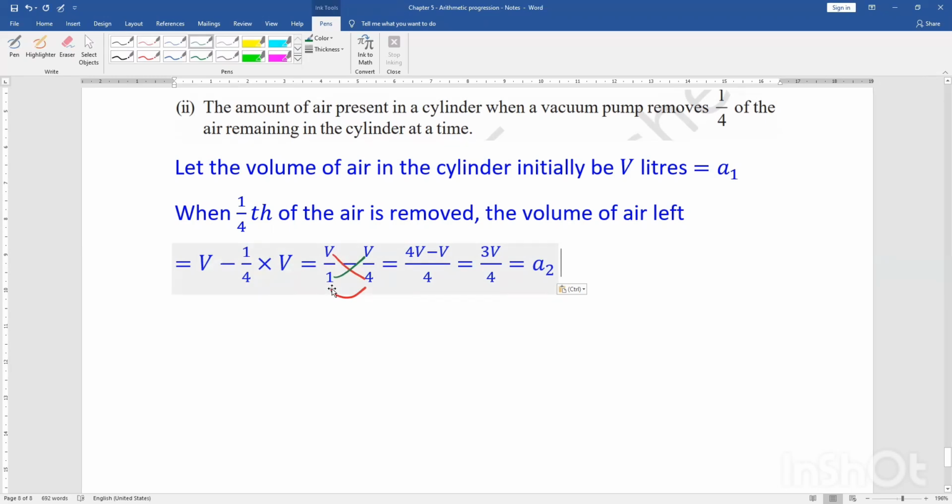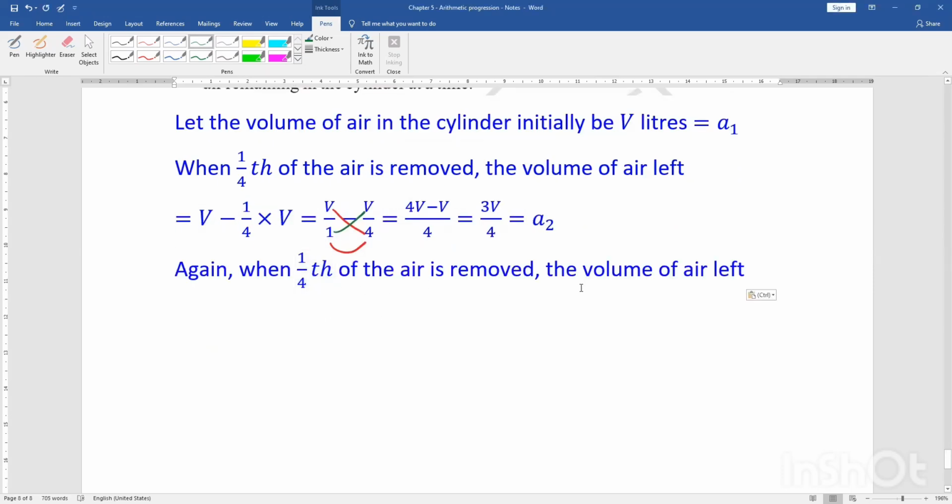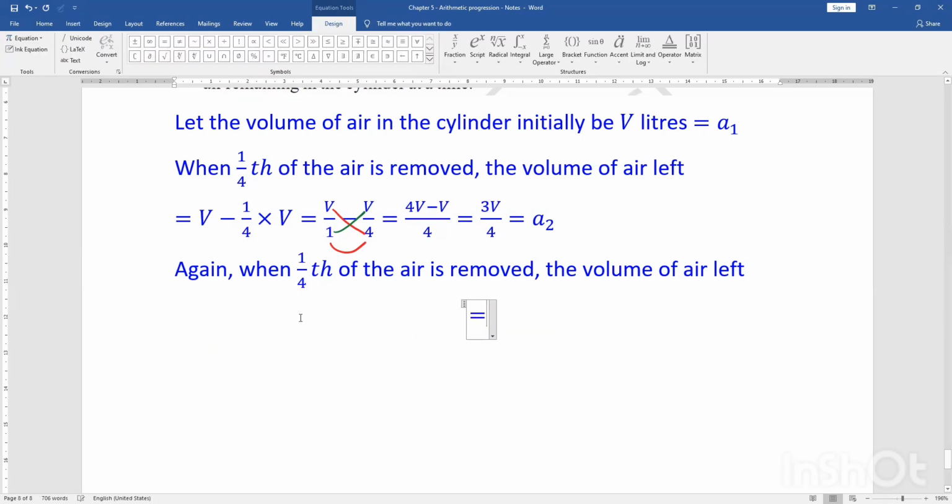Just I repeat once again. So 1 into 4, V into 4 is 4V, 1 into V is V. Okay, and this will be, I'm going to write it as A2, right? Next, again, when 1/4 of the air is removed, the volume of air left. So let us write the next step. Again, when 1/4 of air is removed, the volume of air left equals to.